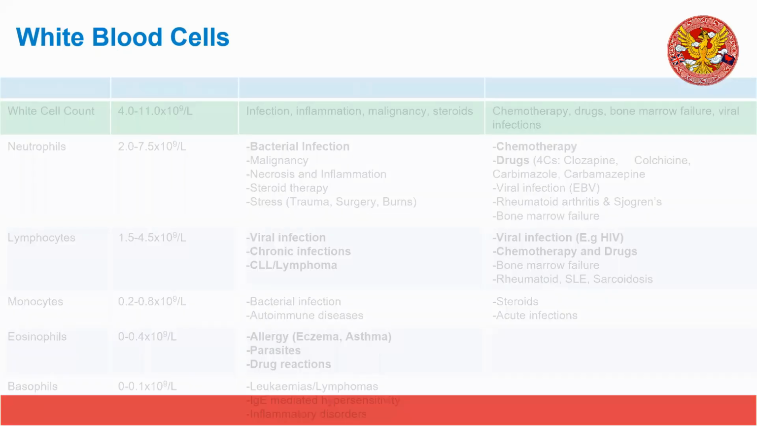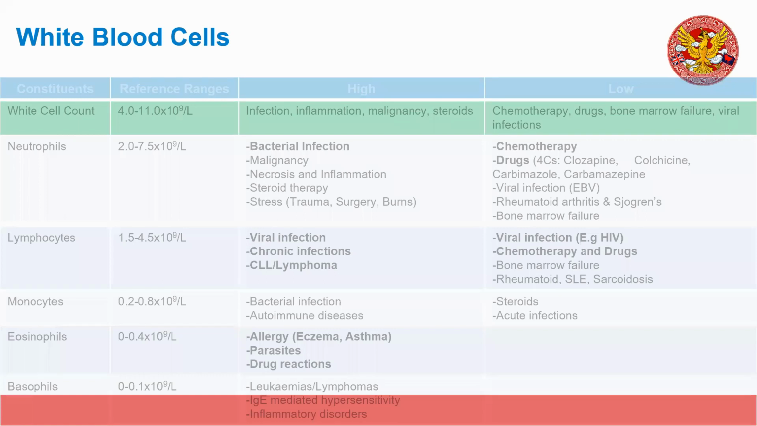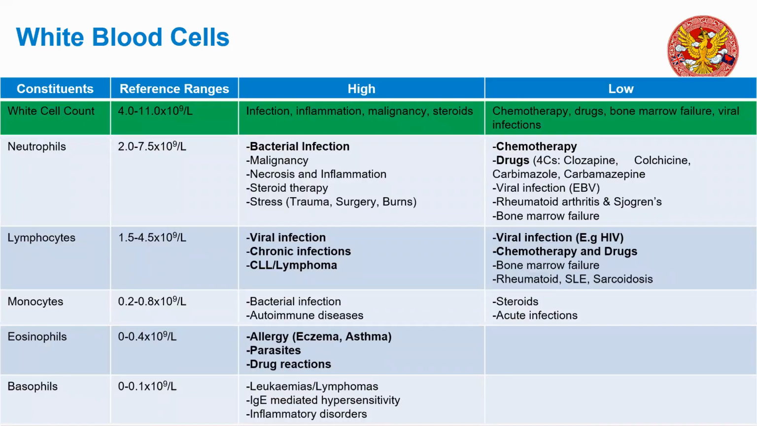Okay, so we talked about red blood cells. The next component of the full blood count looks at your white blood cells. And I'm sorry that this looks quite complicated. Essentially, what you'd start looking at is your white cell count itself, which isn't very specific. A high white cell count normally indicates an infection, inflammation, or malignancy. And a low white cell count generally indicates that someone's on a chemotherapeutic treatment, immunosuppressive drugs.